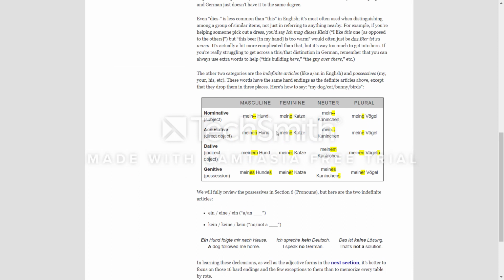Back to the indefinite article table, same pattern with the exception of the stub. So here you've got the EN, the EN here. Here you've got an E. Here you've got an E. Here it's a stub. This is particular to this table. And here you have an E to show plural.